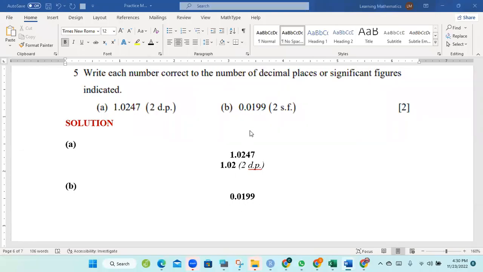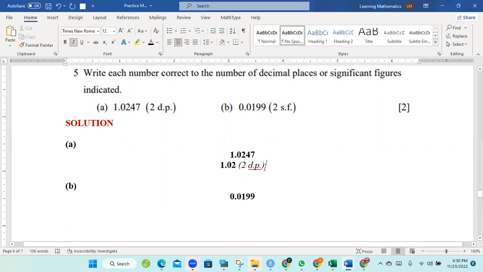Part B says 0.0199 to 2 significant figures. Now, with significant figures, you have to start to count after the first non-zero, whereas with decimal places, you start to count after the decimal point. So the first number we see is a 0, we don't count. The second number we see is a 0, we are not counting. We see a 1, then we start to count: 1, 2, 3. So currently, this number is correct to 3 significant figures.